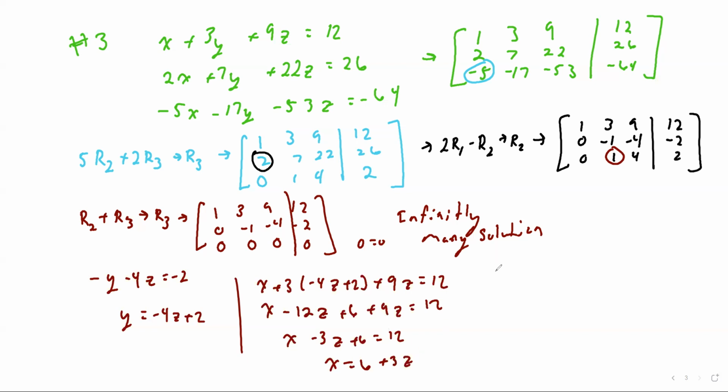So the actual answer here, when done correctly, will be 6 plus 3z, comma, negative 4z plus 2, comma, z, such that z is any real number. And there you go. And that's how you would want to do that.